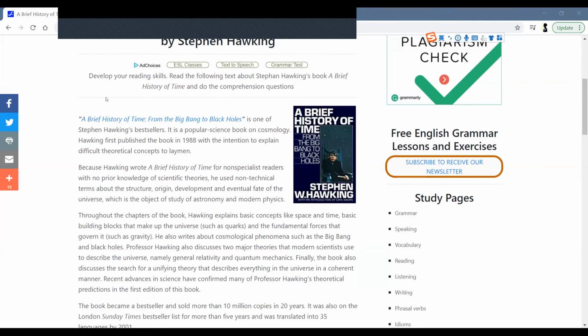Yeah, so, who's Stephen Hawking? Stephen Hawking is probably one of the greatest scientists in the world, but he got sick since a really young age, and now I think he has already died for about 3 or 4 years.